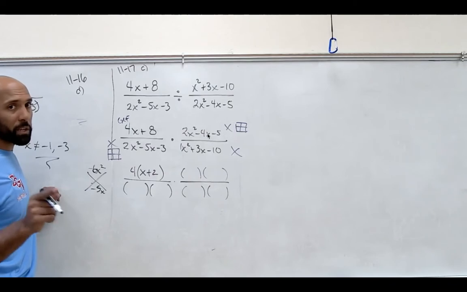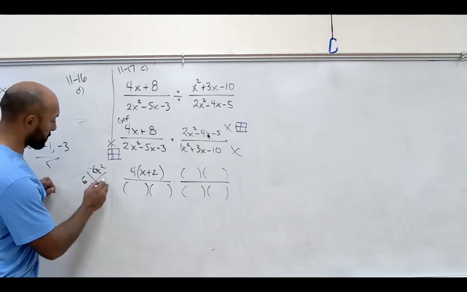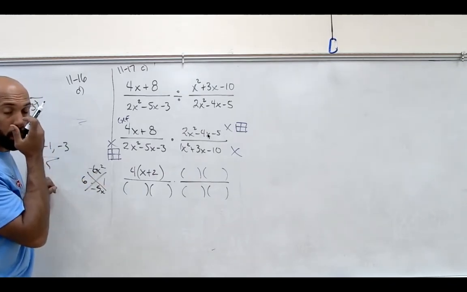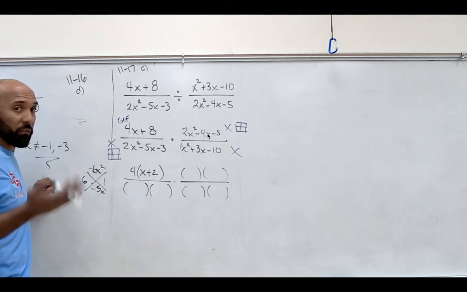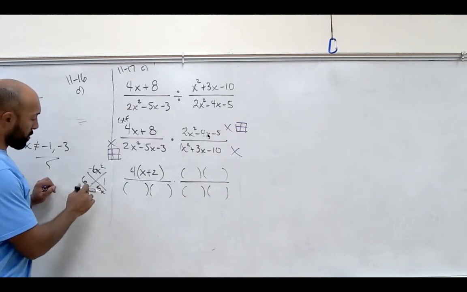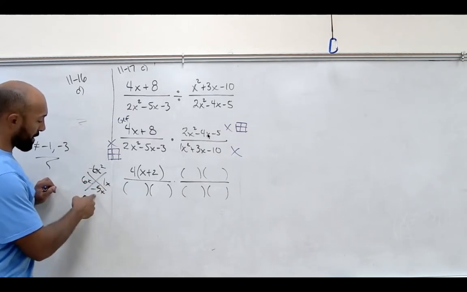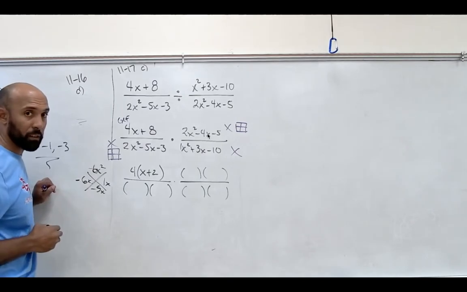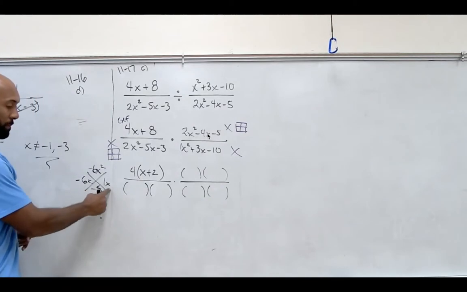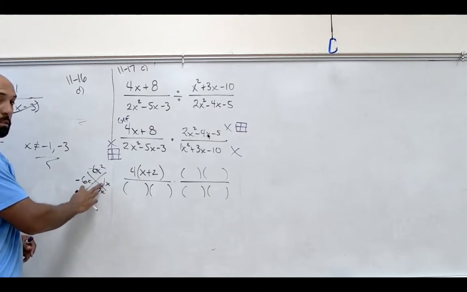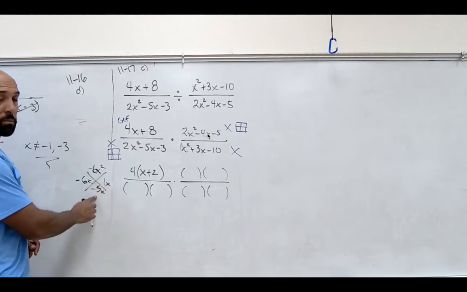That might not be the combination you need. So let's try 6 and 1, because 6 times 1 gives me 6, and I can subtract 6 minus 1 to get 5. But in order for this to be -5, 6 has to be negative. So that works. -6 times 1 is -6, and -6 plus 1 gives me -5.